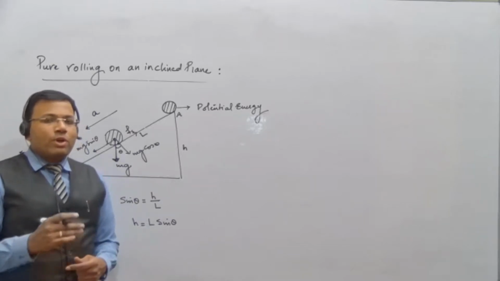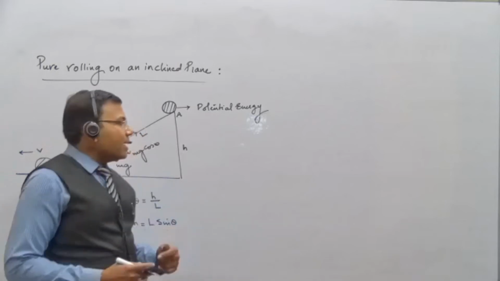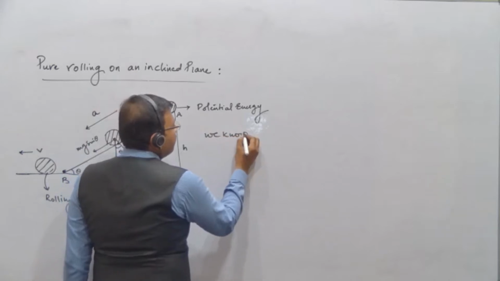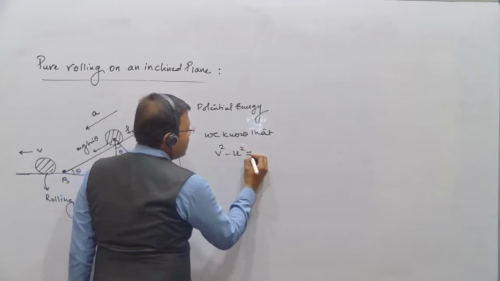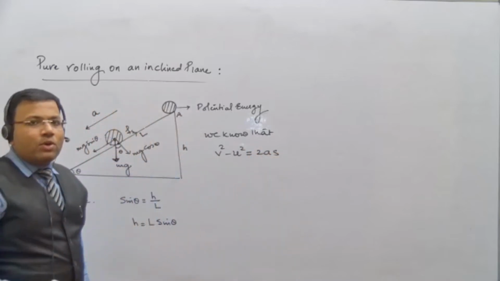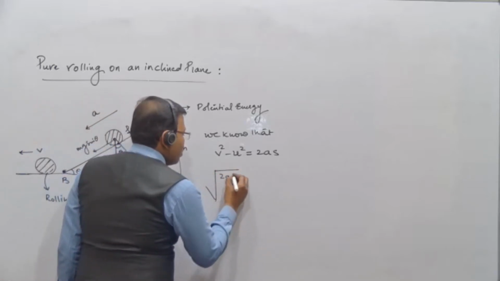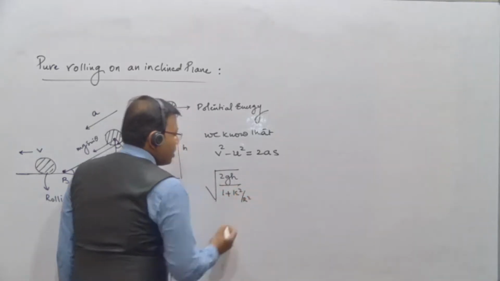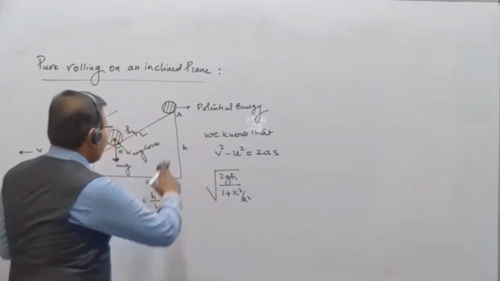Already you know, students, one relation is there in kinematics, that is v square minus u square is equal to 2as. See, here we know that v square minus u square is equal to 2as. This is the final velocity, and already the final velocity we have derived. Look carefully. This is 2gh by 1 plus k square by r square. This is the final velocity that I am considering under this situation.